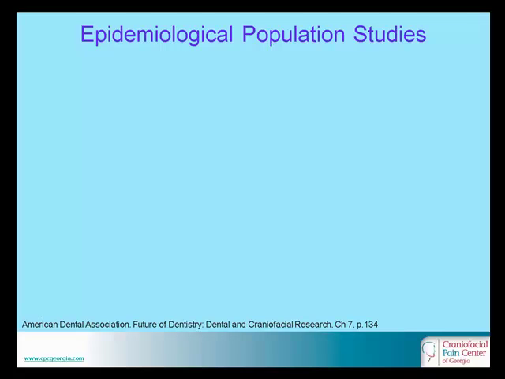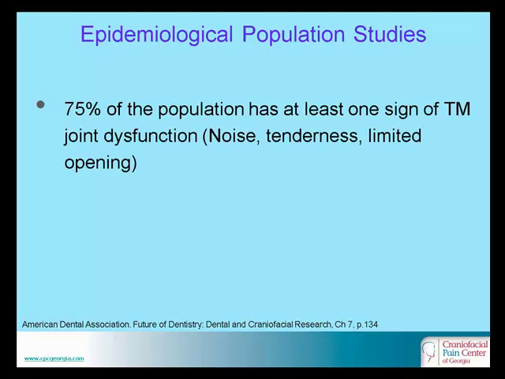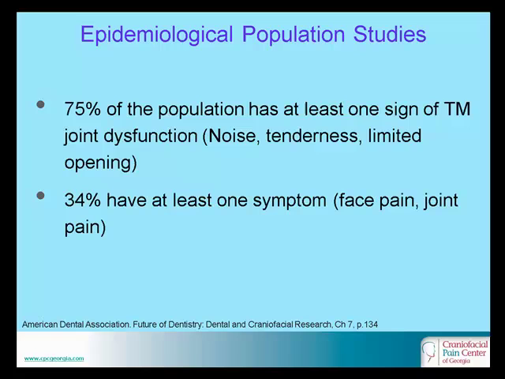So the population studies, what is out there? If you look at it, roughly 75% of the population has at least one sign. That does not always mean that you need to treat it, but more importantly, you should document it and then track it as the patient comes into the practice. The next bullet point is 34% have at least one symptom, and this is the patient population that you might be chasing after. This is the population that may need active therapy.